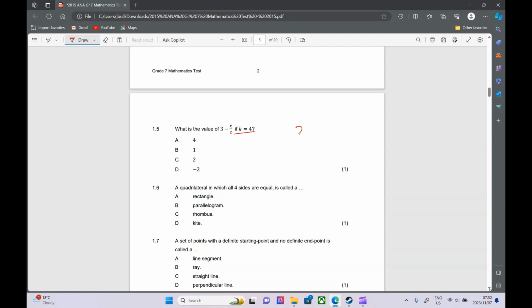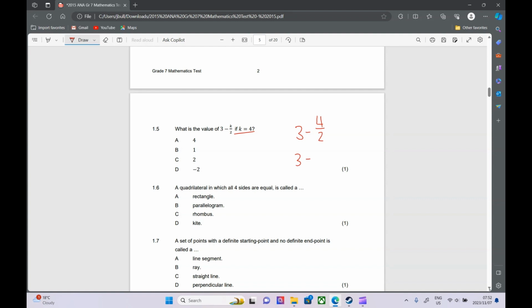So we've got 3 minus k over 2. But wherever there's the k, we're going to write the 4 instead. So let's just get rid of that k. Instead of writing k, we are going to write the 4. Okay, let's see if we can simplify this fraction before we get into it. So let's just keep the 3.